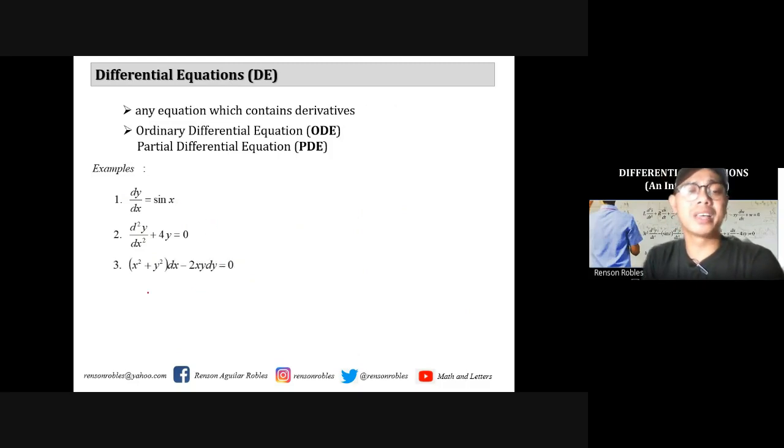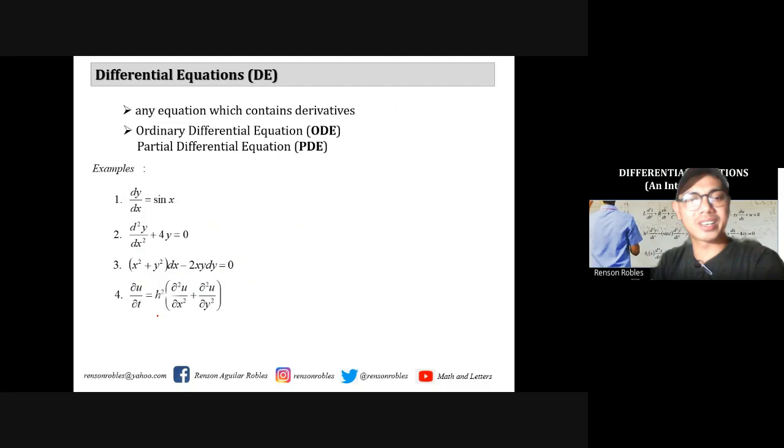Another example, the quantity x squared plus y squared dx minus 2xy dy equals 0. We see here an operator dx and dy, which means a change of x or a change of y. And obviously, with the presence of differentials or derivatives, we say that this is a differential equation.